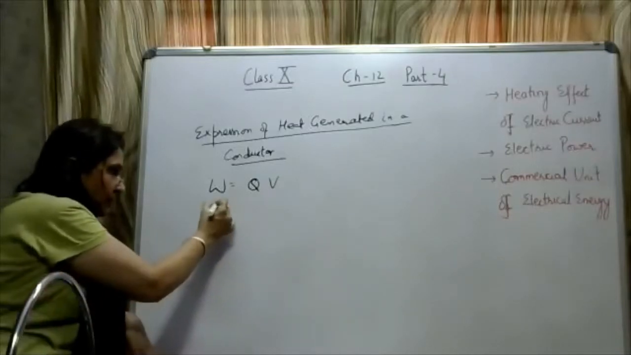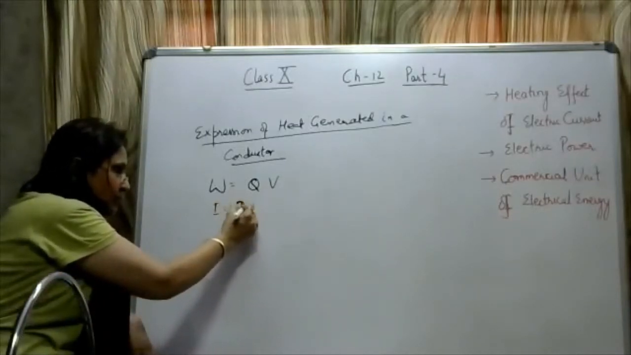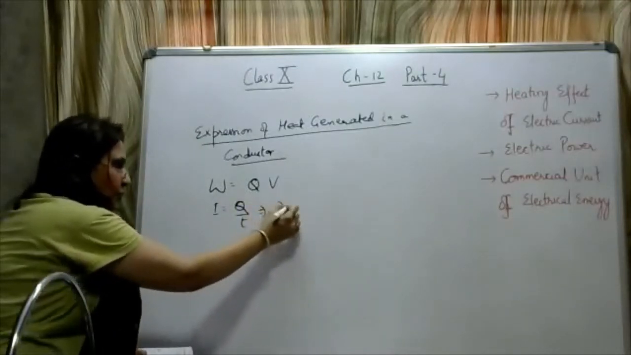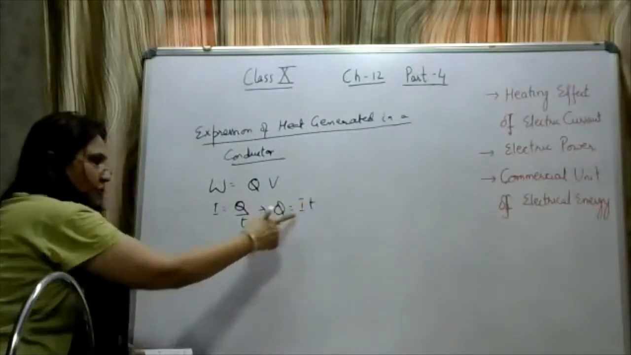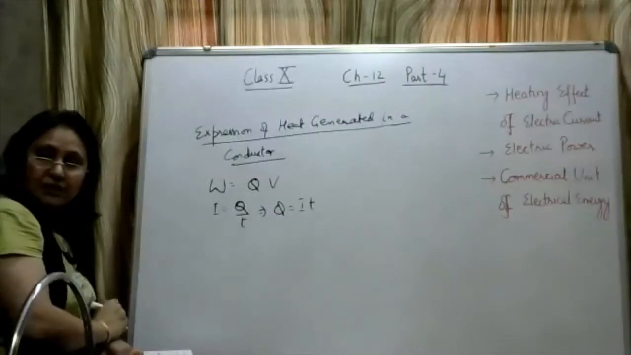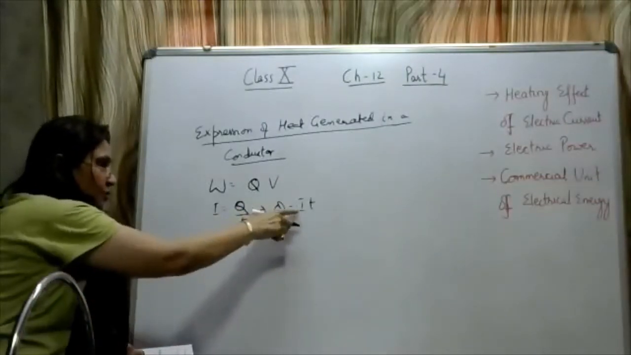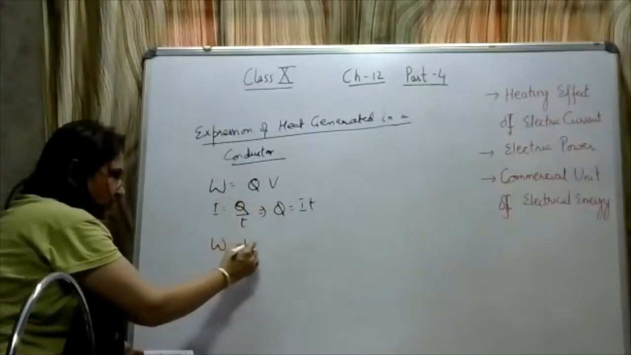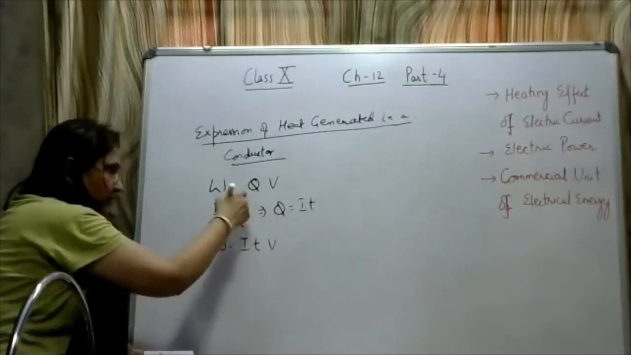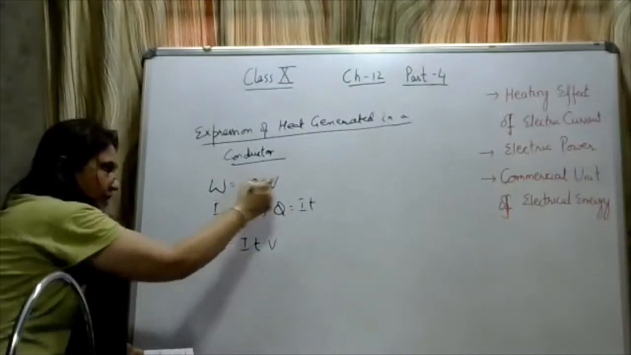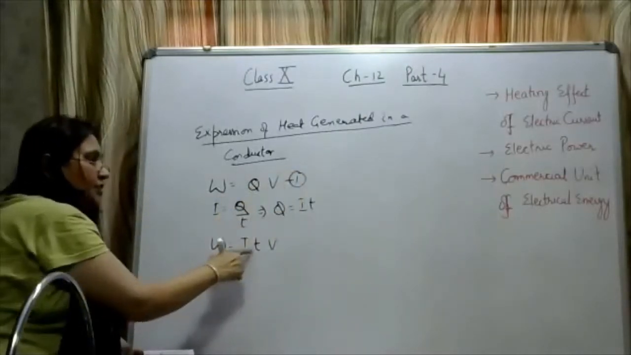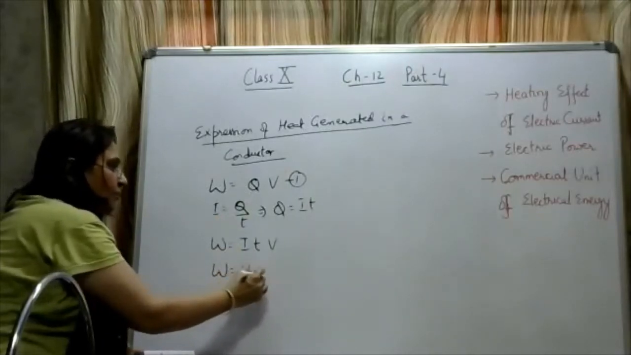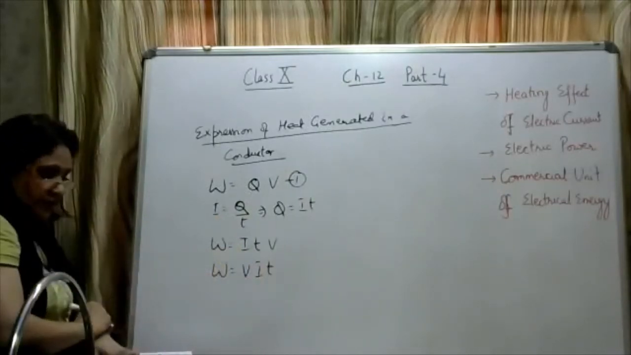Okay, but we know that current is equal to charge flown per unit time. So from here, Q is equal to I into T. T is the time for which the current is flowing. Okay, so Q is equal to I into T. Substituting Q in equation number 1, we get W is equal to I into T into V. This work done is equal to V into I into T.